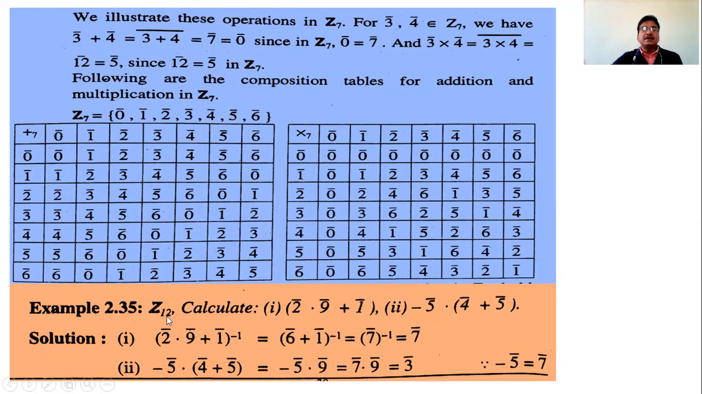So next example, in Z12, calculate what? 2 bar into 9 bar plus 1 bar, and this. So first 2 bar into 9 bar plus 1 bar, inverse, right here, inverse. So first we'll find 2 bar into 9 bar is 18 bar. And what is 18 bar in Z12? If we divide 18 by 12, then 6 is the remainder. 1 is the quotient and 6 is the remainder. So actually this is 18 bar, but 18 bar is what? Is 6 bar plus 1 bar. And 6 plus 1 is 7 bar, and 7 bar inverse.